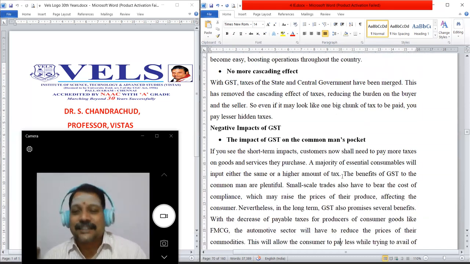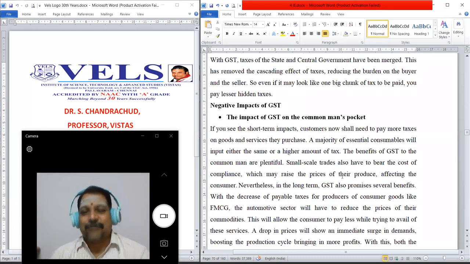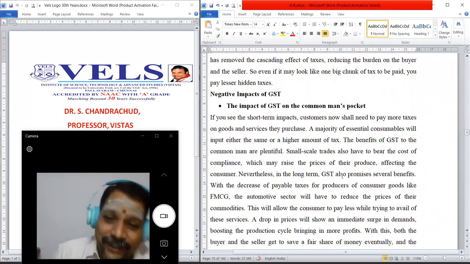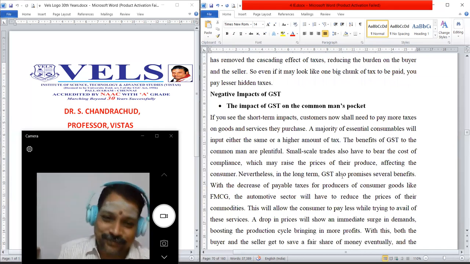Now let us start with some negative impacts of GST. The first one is the impact of GST on the common man's pocket. If you see the short-term impacts, the customer now needs to pay more taxes on goods and services they purchase.